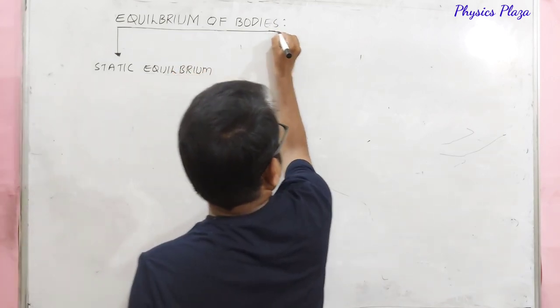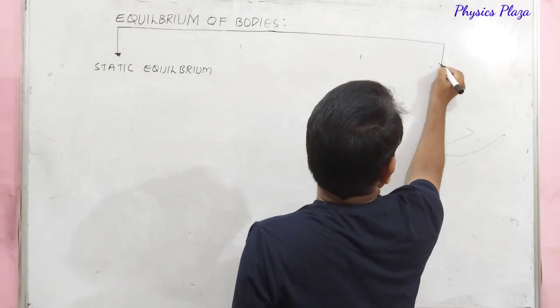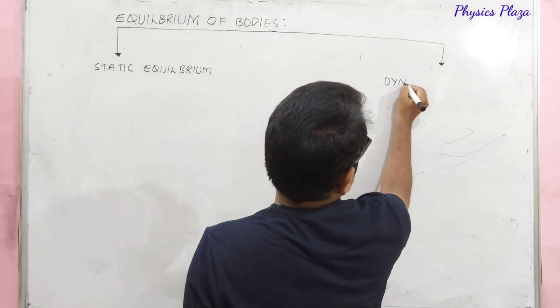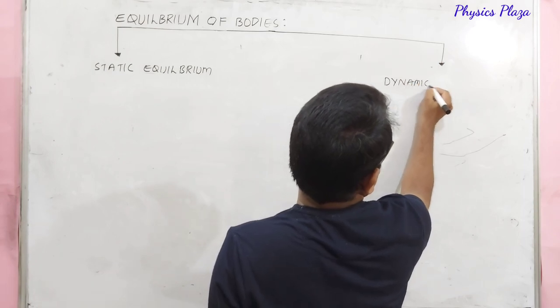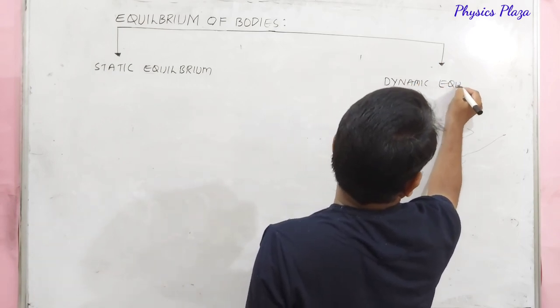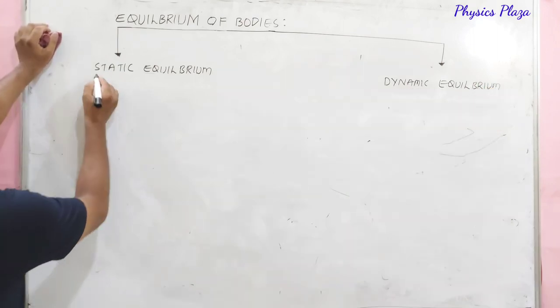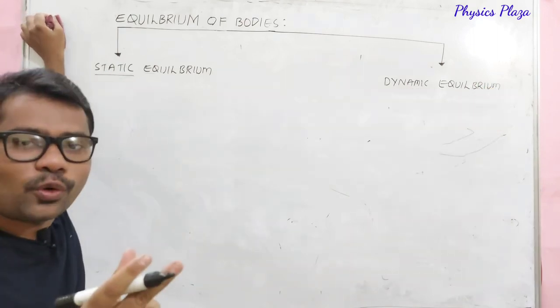Whereas the second one, let us write here, is dynamic equilibrium. First of all, static means what here?